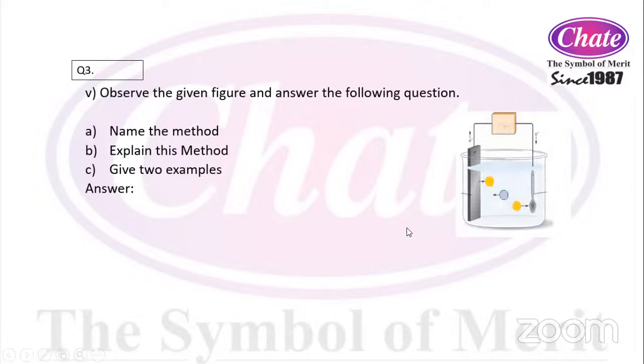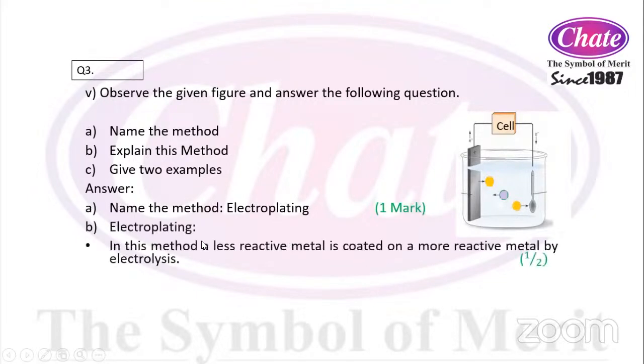ओके, सो नेम द मेथड, सो इन दिस इफ यू सी, ये कौन सा मेथड है ये हमें देखना है, तो ऑब्वियसली कोरोजन के प्रिवेंशन के लिए ये मेथड यूज किया है। नेम द मेथड, इट इज द इलेक्ट्रोप्लेटिंग। ओके, now electroplating क्या है, explain this method. In this method a less reactive metal is coated on more reactive metal by the electrolysis.